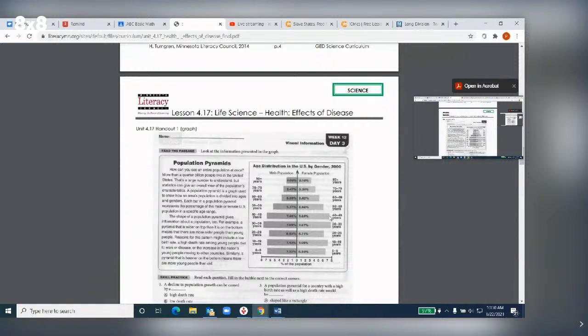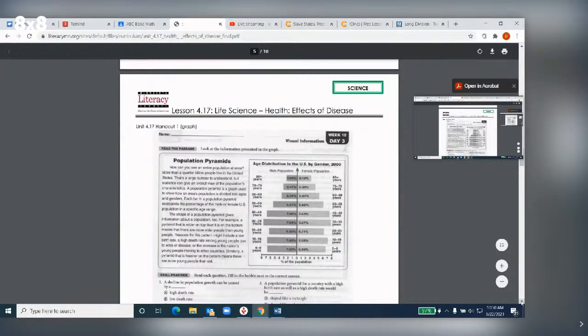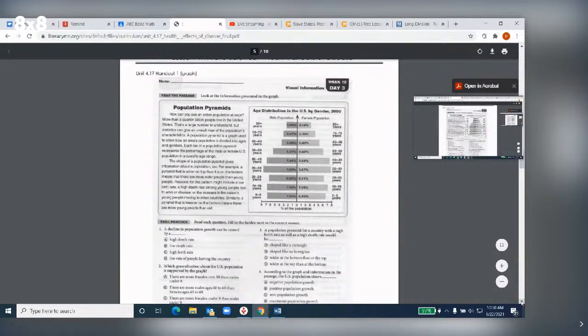Okay, so let's go over these questions. Let's think about the first one. A decline in population can be caused by, so why would a country's population decline? It says a high death rate, low death rate, high birth rate, or low rate of people leaving the country. So population will go down. If people are being born, so C, high birth rate, that's probably going to cause the population to go up. So it's not that one.